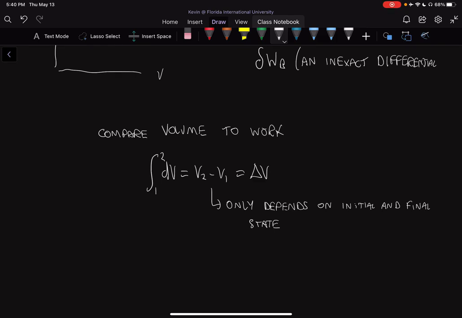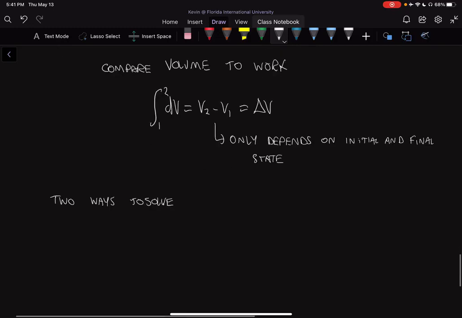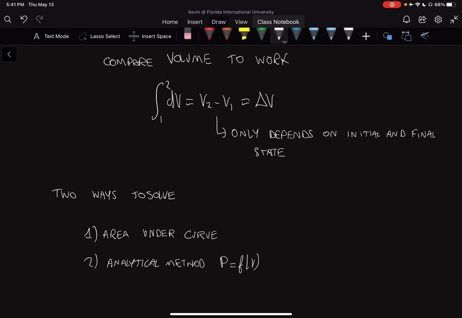Okay, so we already know that there's two ways to solve for work, right? And I'll just rewrite it down so that we have it clear in our heads. Two ways to solve. One is to look for the area under the curve. Okay, so if we can solve the area under the curve, we can find work. The second way is using an analytical method. And that analytical method is going to use pressure as a function of volume.